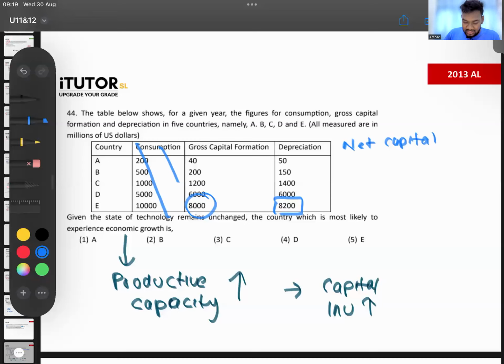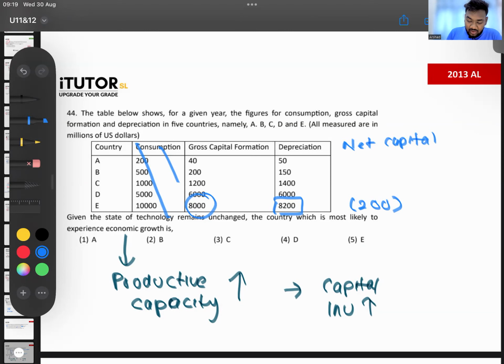Depreciated. So just because country E has 8,000, you can't say that country will have the highest economic growth, because even though they have 8,000 new capital formation, 8,200 has got depreciated. So actually their net capital formation is minus 200. That's bad. So calculate net capital formation and see which country has the highest.